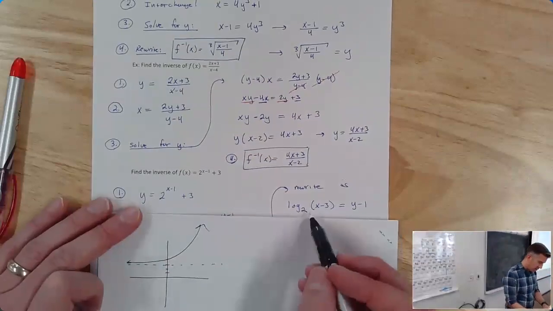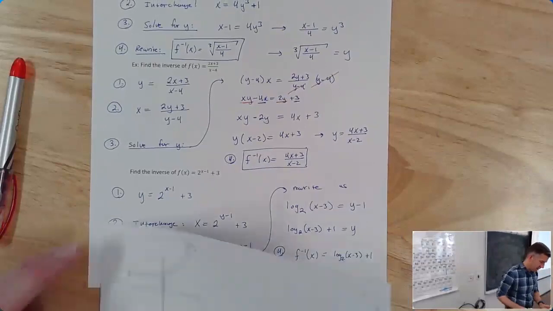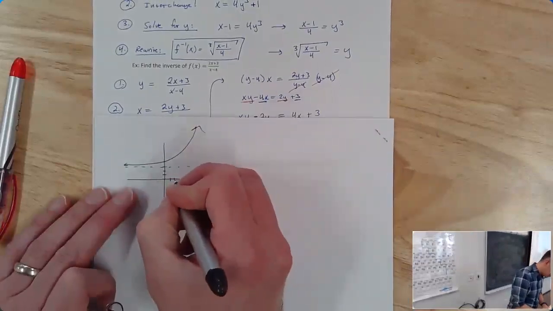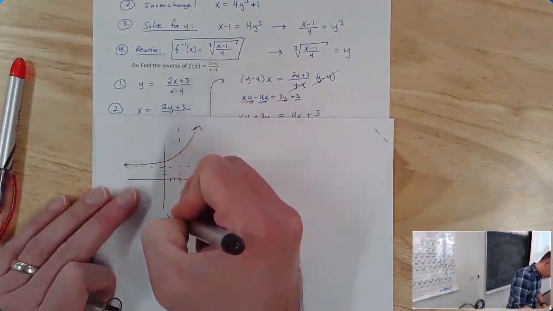Whereas your log base 2 of x minus 3 plus 1 looks like it's been shifted to the right by 3. Sorry, you can't see that at all. Apologies. It kind of looks like this. Kind of looks like this.